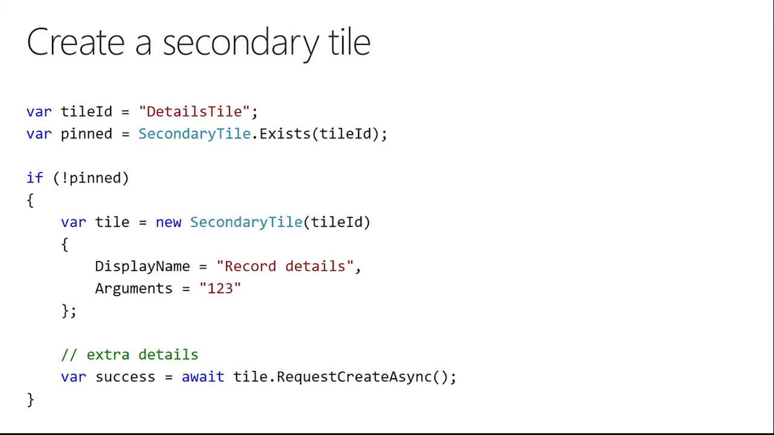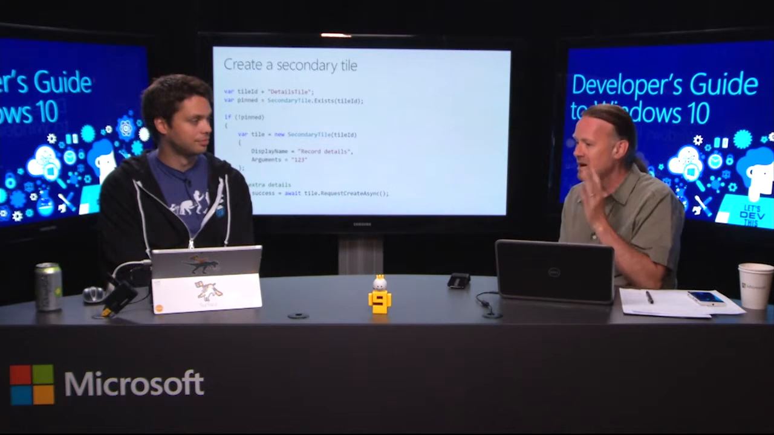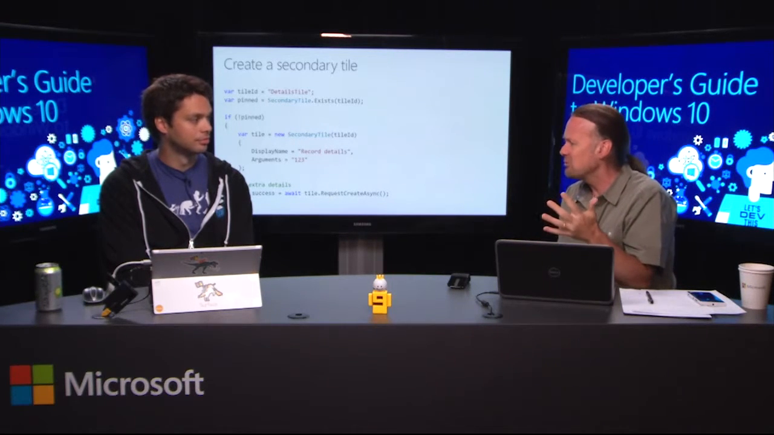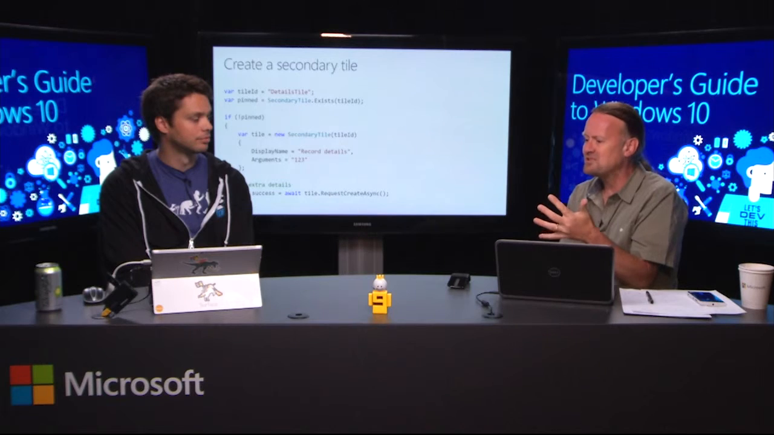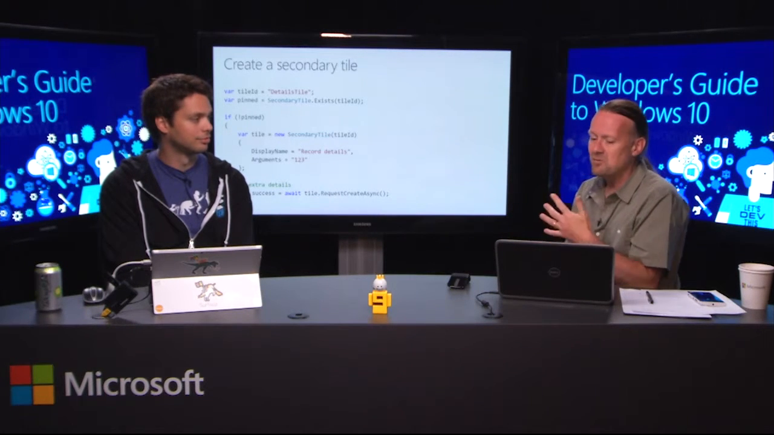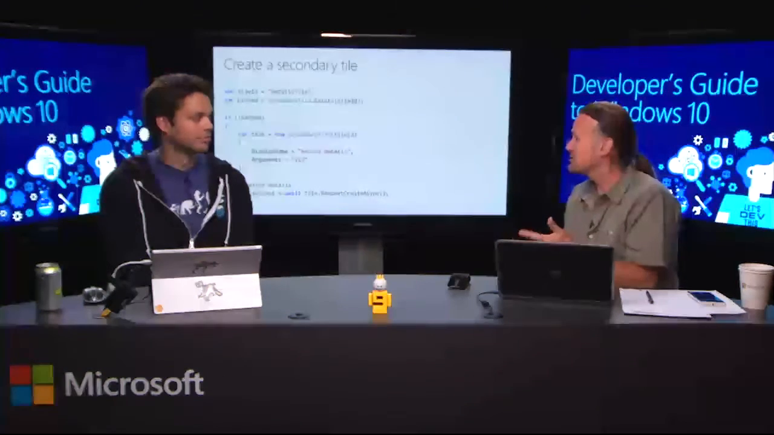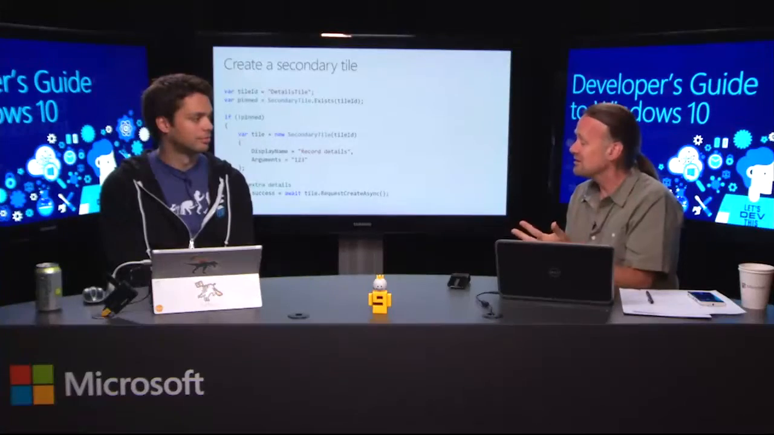So the primary tile, you can't pin those through code. It has to be the user finding your app in the apps list and then clicking on it and saying pin to start, and that's how they pin an app to the start screen. And that's the primary tile that you define in the manifest. What you define in the manifest is the static first appearance of it, but you can run code to update it subsequently, but you can't actually create that tile.